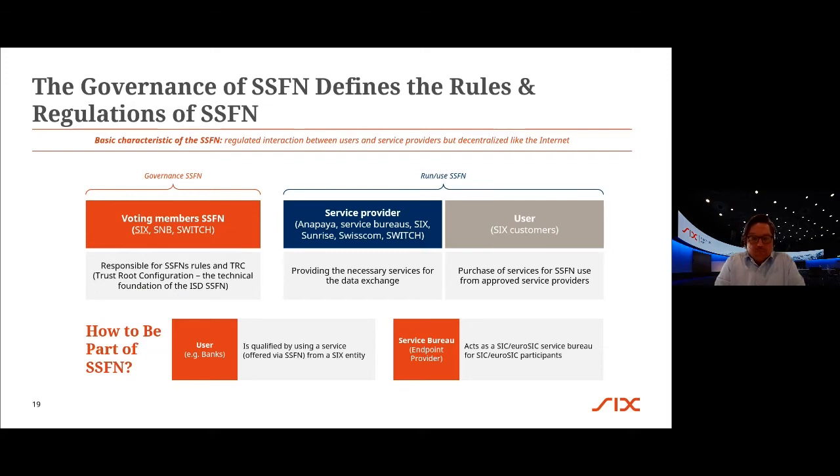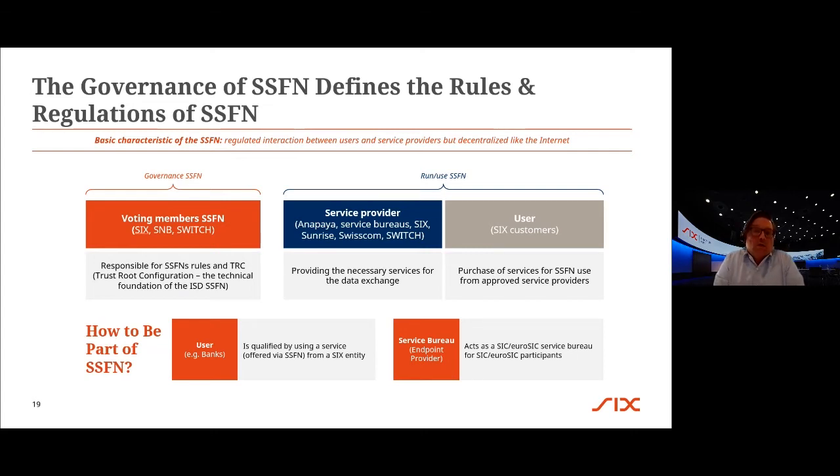How can we reach these goals? We need clear rules on who can participate in the network. We need clear rules on what the rights and obligations of all the involved parties are, and we need guidelines on how to further develop the SSFN to meet future requirements. Which is very important.